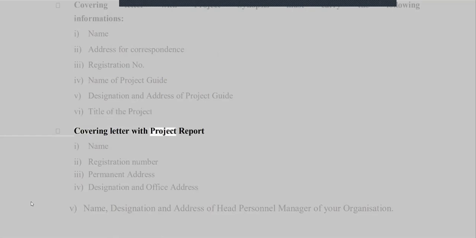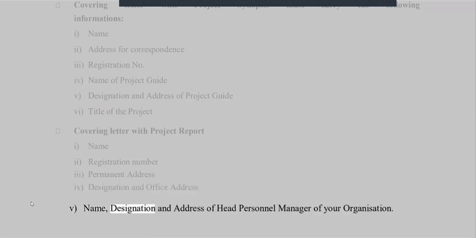Covering letter with project report: 1. Name. 2. Registration number. 3. Permanent address. 4. Designation and office address. Then the name, designation, and address of the head personnel manager of your organization.